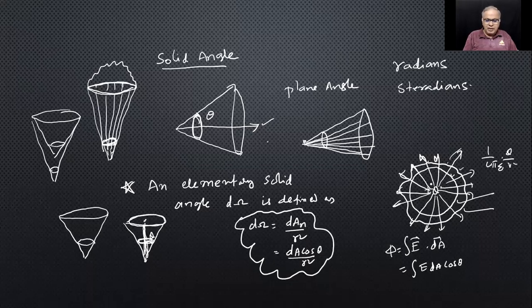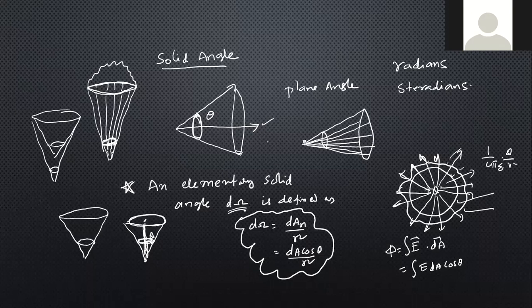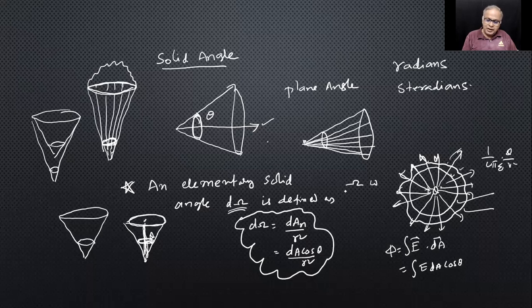Now, I defined elementary solid angle d sigma. Sigma or omega, that is. I said sigma. It's not sigma. It is d omega, capital omega. Omega like this, Greek. d omega equals dA normal by r square. What does it mean? I'll show you.